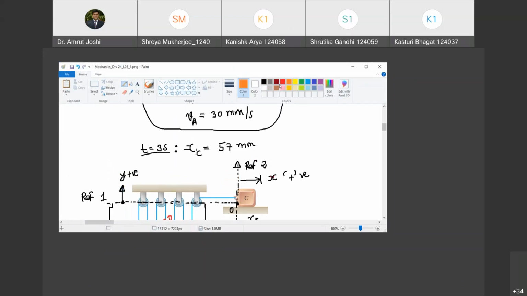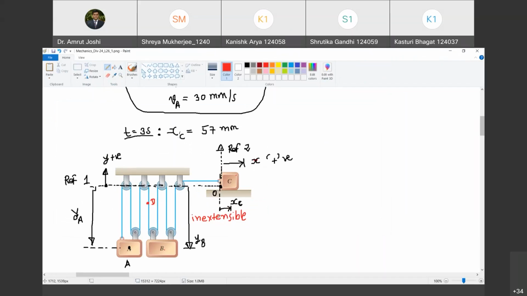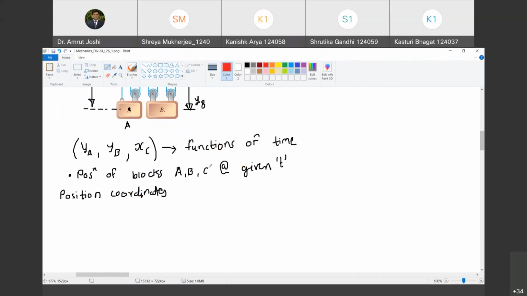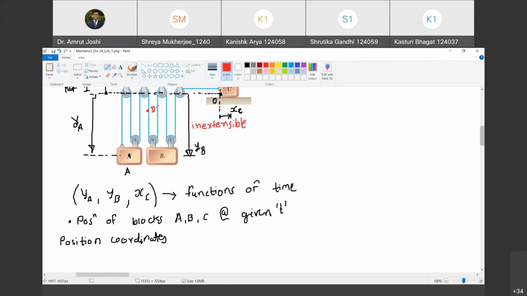So now, how many wires are there? Or how many lengths, how many cables are there? Only one? Yes, sir. Do you agree? So we have one quantity which is related to YA, YB and XC, and that is the length of this one cable. Do you agree with me? Yes, sir. So I will write: length of cable is constant. It is not changing with reference to time. And that constant, I am going to call it as C. Are you with me? Yes, sir.